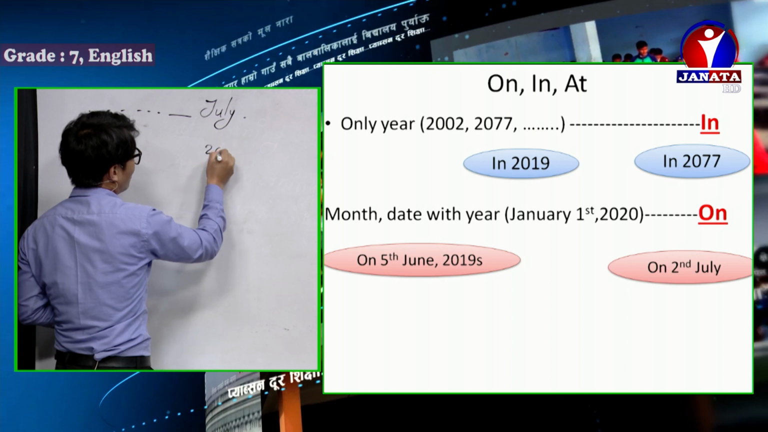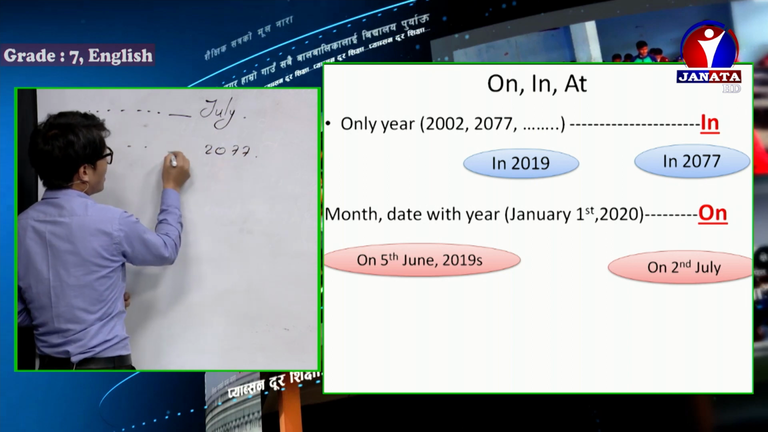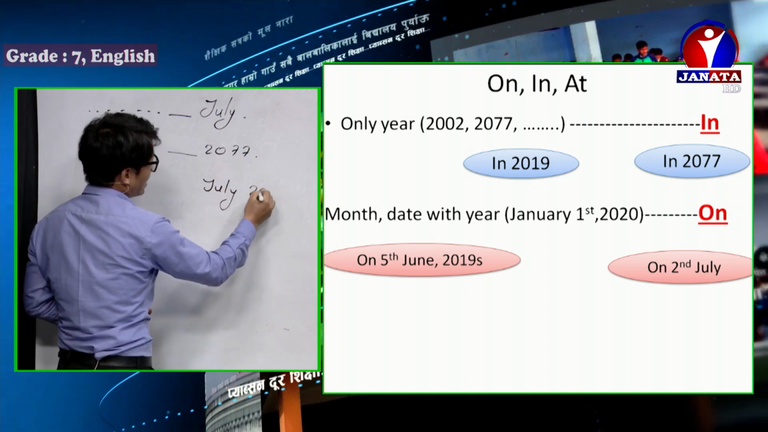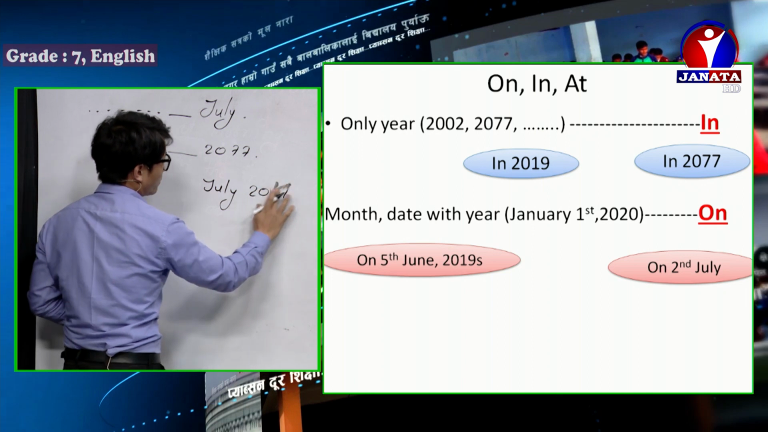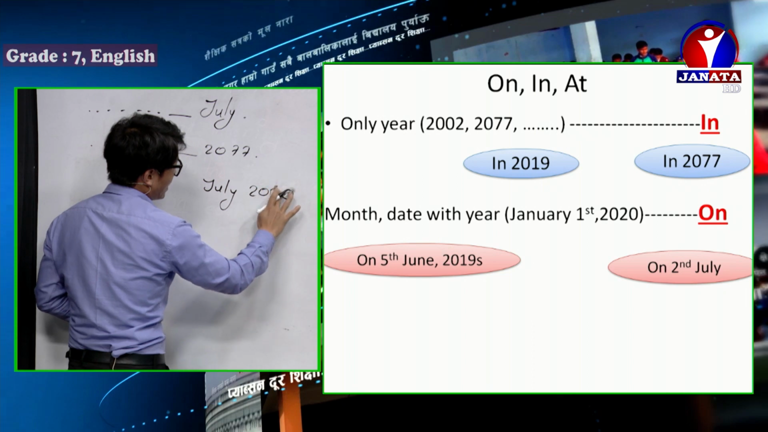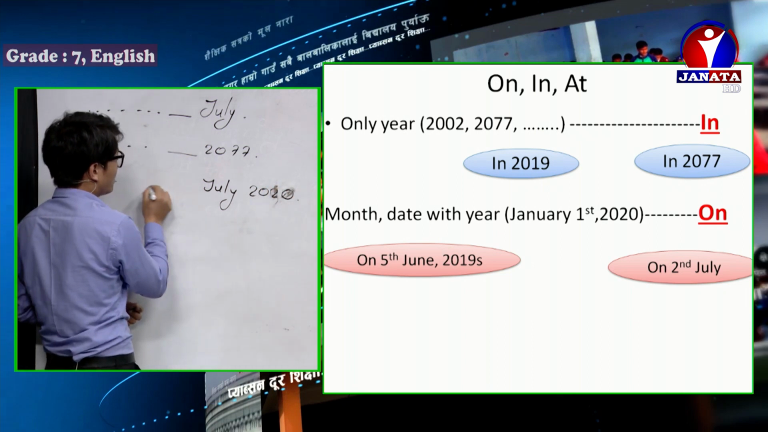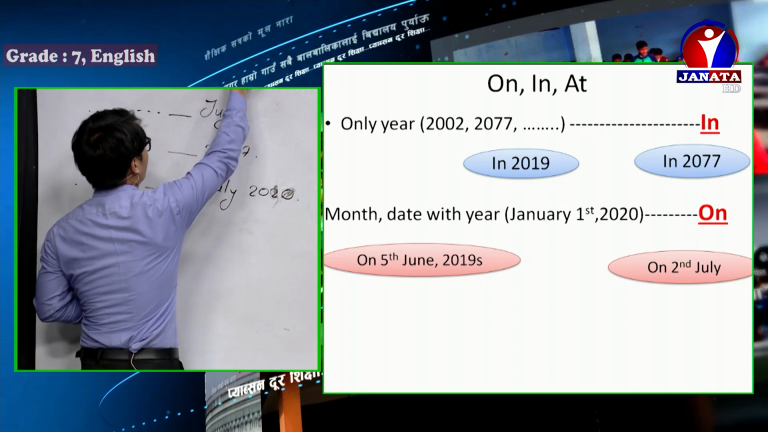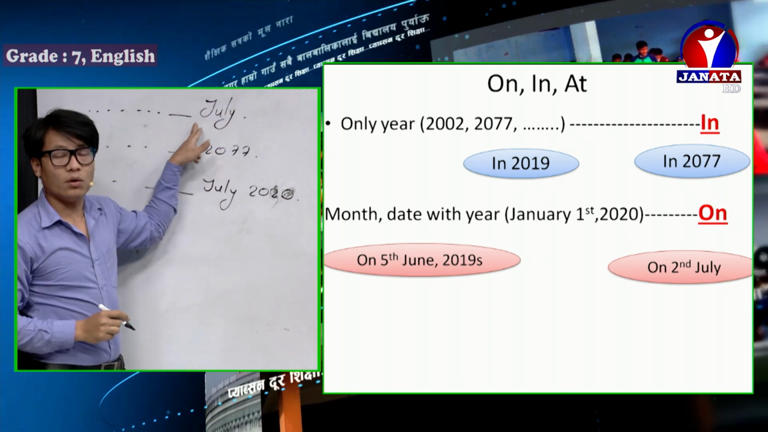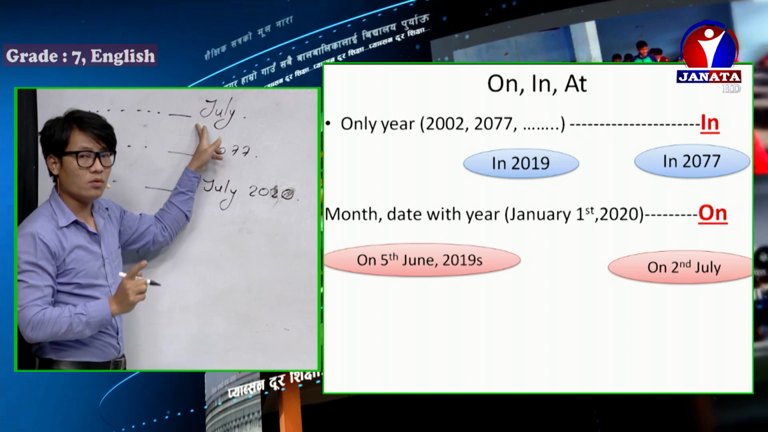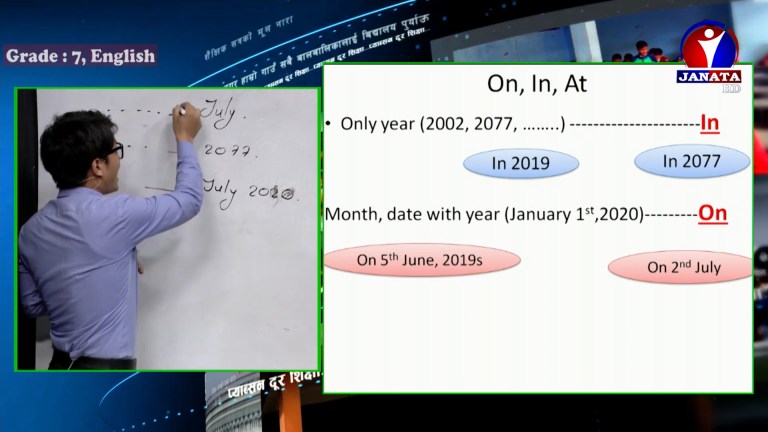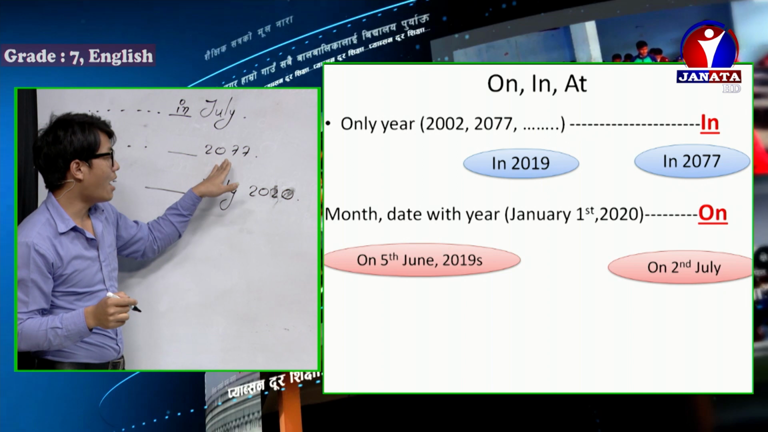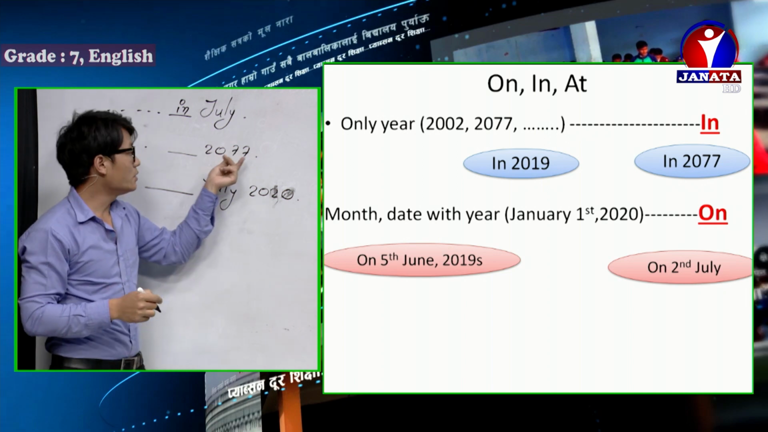Then 2077. But if I write together, like July 2077, or let me write here July 2020. Now here is only one month, so obviously there will be "on" or "in" as options. You see here is only one month, July. According to the rule we are going to use "in" because here is only one month: in July. Then 2077, this is the Nepali year 2077.